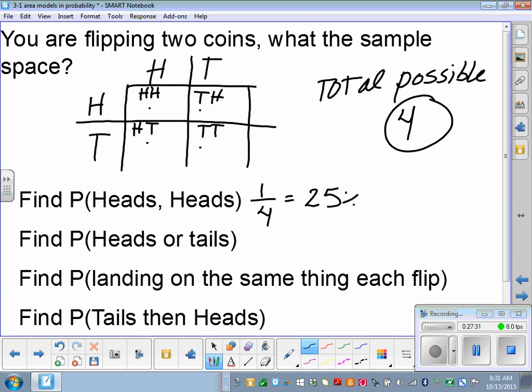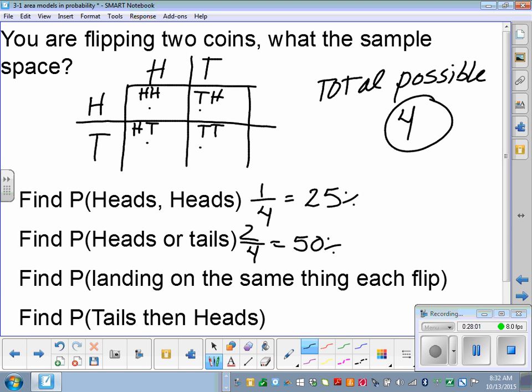Okay, let's find the probability of flipping a heads or a tails. A heads or a tails. It doesn't matter on order. It just said a heads or a tails, not in that order. So how many times did that happen? 2, right? A heads or a tails? Heads and then a tails, or a tails and a heads. So it happened 2 out of how many? 4. So there's a 50% chance, 2 out of 4, a 50% chance that we'll land on a heads or a tails.